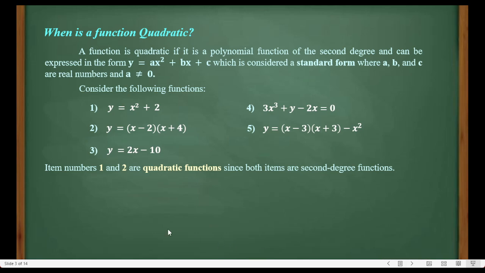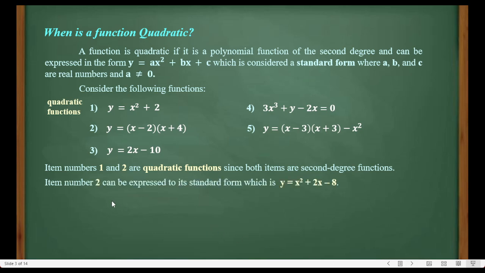You will notice that item numbers 1 and 2 are both quadratic functions since they are second degree functions. Of course, number 1 can be easily identified because of this quadratic term. So understood, it is a quadratic function. But what about number 2? How do we know that this given equation is a quadratic function?